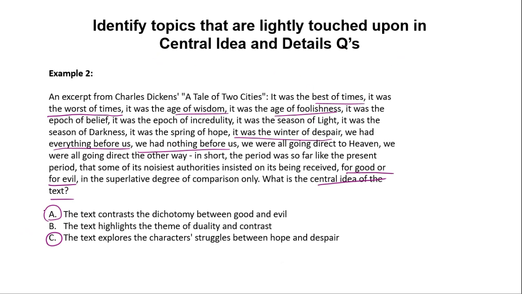Now, option B says the text highlights the theme of duality and contrast. That captures the essence of the text, because it does highlight this theme. It talks about contrast throughout the text, right? Best of times, worst of times, age of wisdom, age of foolishness. So that's clearly what this text is about.